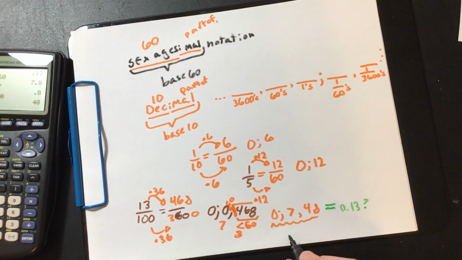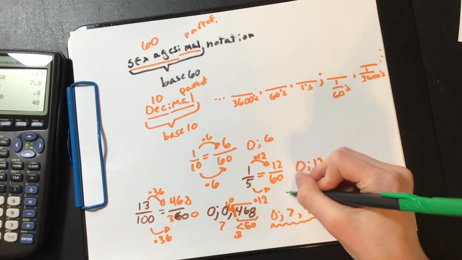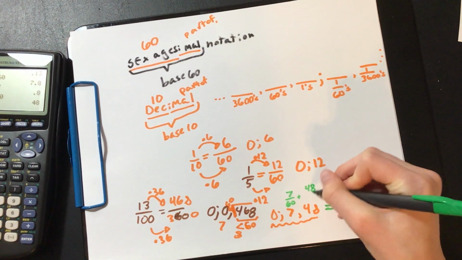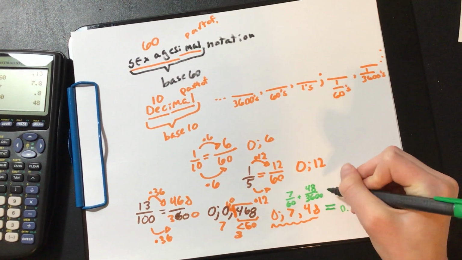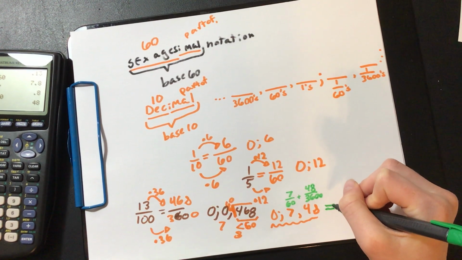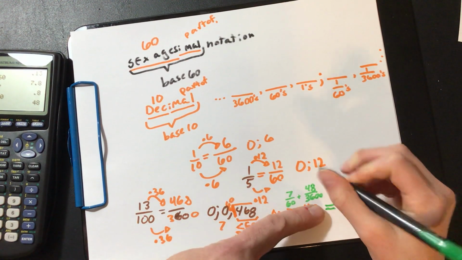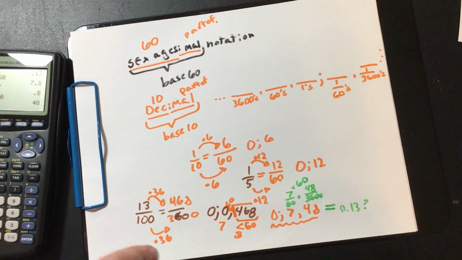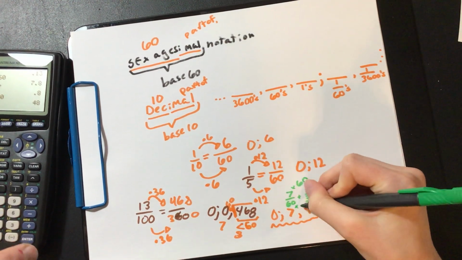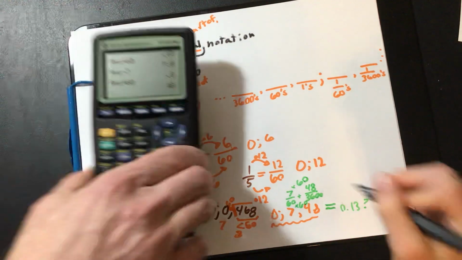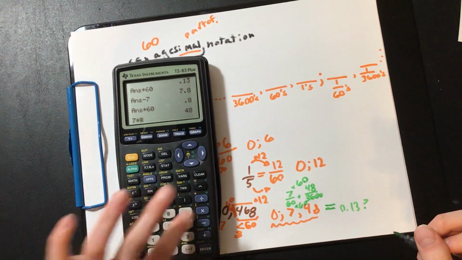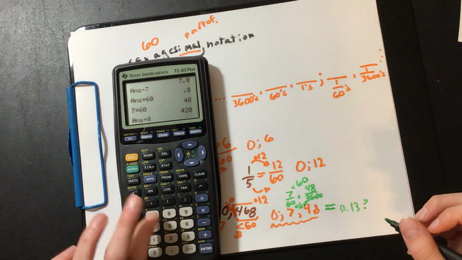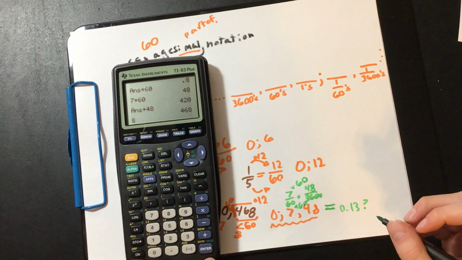Yes, 7/60ths. Can you write that as a fraction? 7 over 60 plus 48 over 3600. What's a good common denominator between those two? 3600. So that one's already fine, and we multiply this denominator by 60, and multiply the numerator by 60 too. So 7 times 60 is 420, plus 48, which is 468.